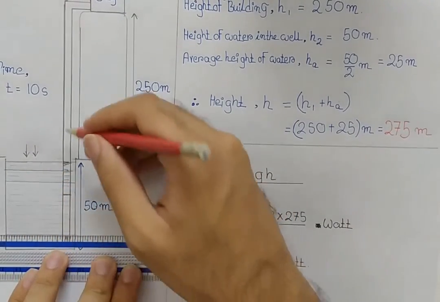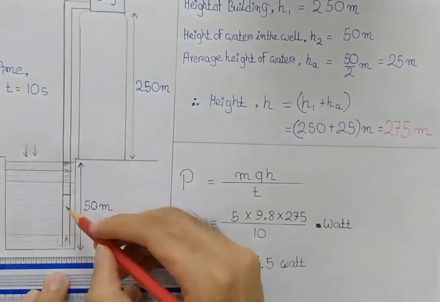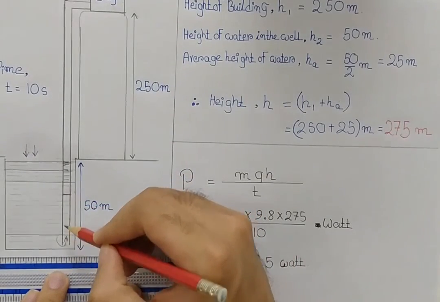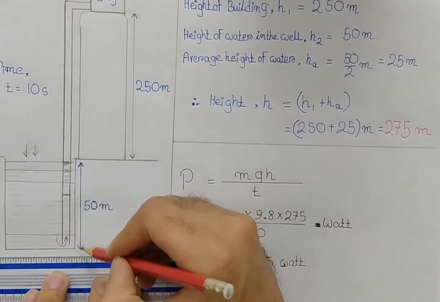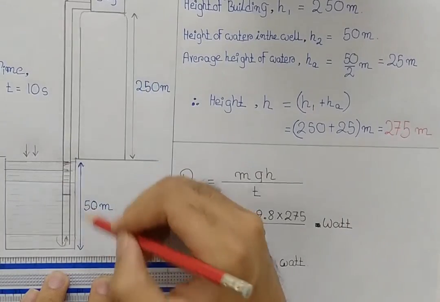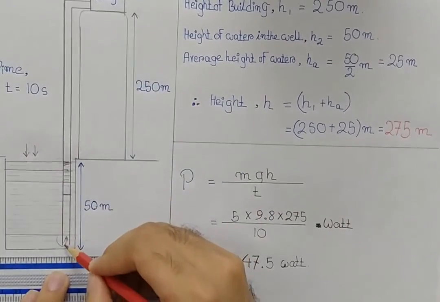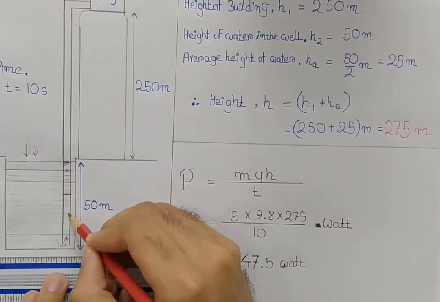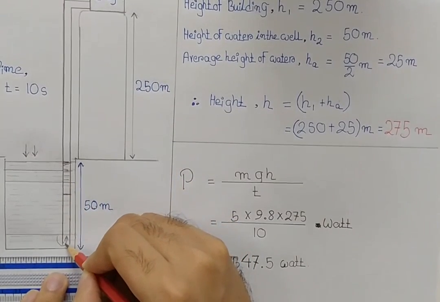So we need to take the average height, as the pump is taking water from different levels of the well at different times. We need to take an average height instead of the total height, as the pump is not always taking the water from here, but from here, then here, then here, then here, gradually. That's all.